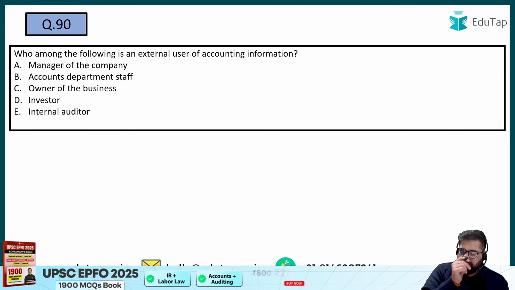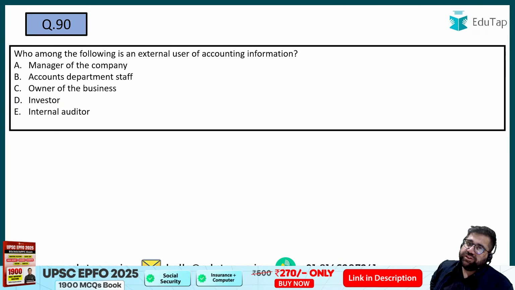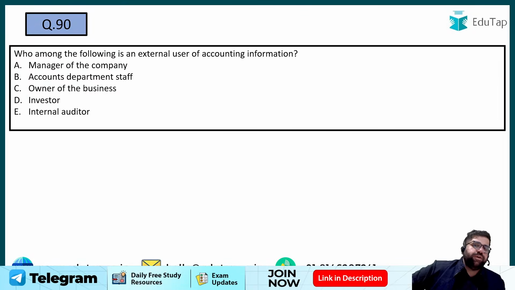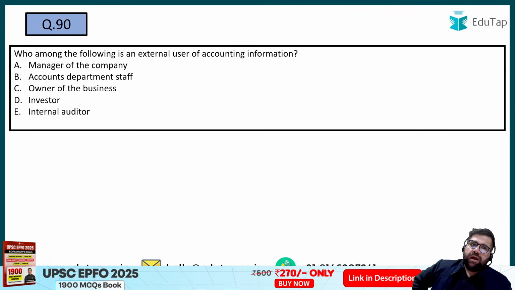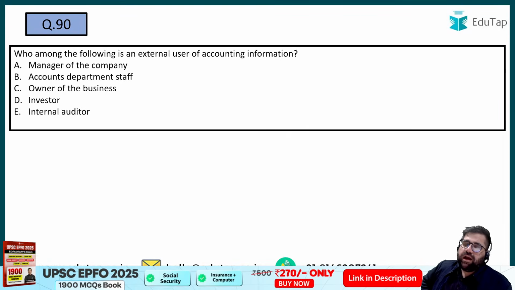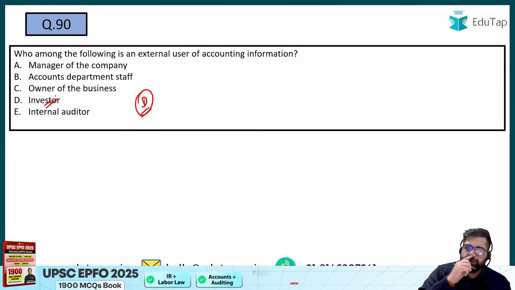Question number 90. Who among the following is an external user of accounting information? So there can be internal and external, right? Internal users are in the company, external users are outside the company. A manager of the company is an internal. Accounts department is again internal. Owner of the business again internal. But is investor an internal? No, investor is external. So my answer will be option number D.